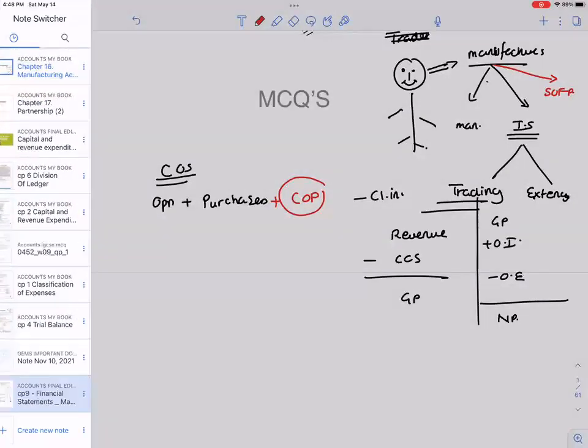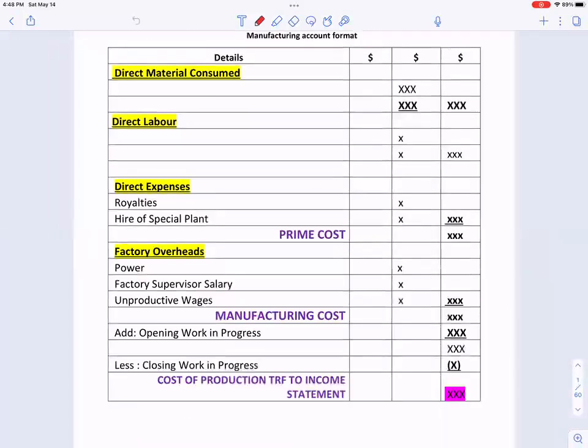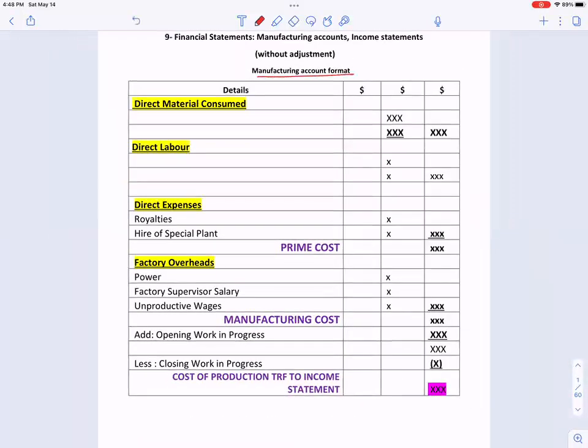Manufacturing account is made with the sole purpose of finding out the cost of production. Why is the manufacturing account made? To find the cost of production. When I find out the cost of production, there are many direct costs that are incurred and many indirect costs that are incurred in the factory. Direct cost plus indirect cost will give me the cost of production. Are you all with me?